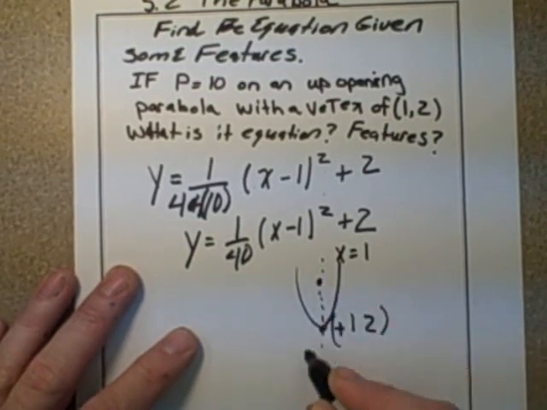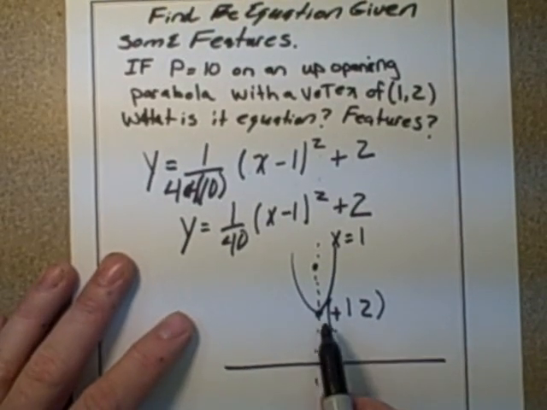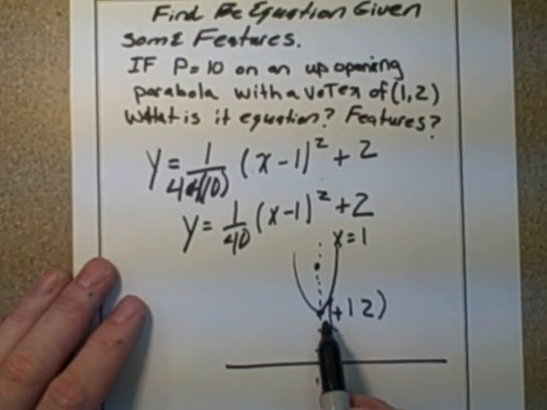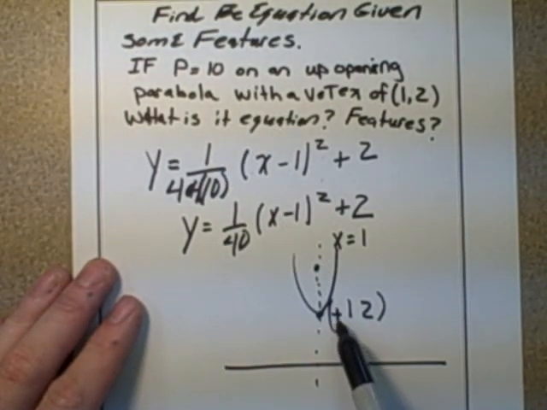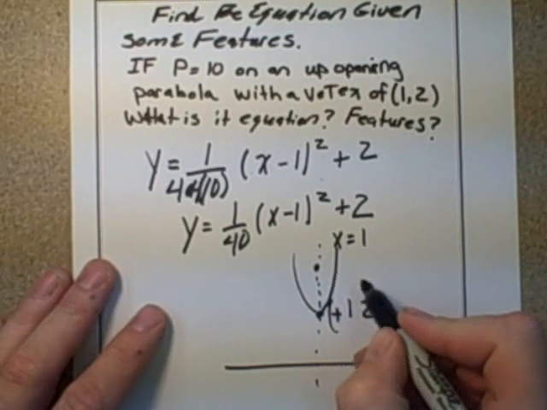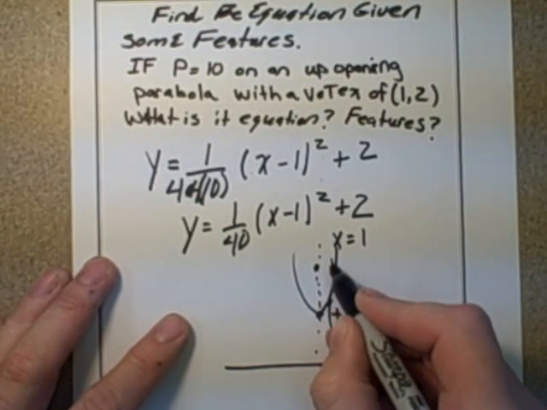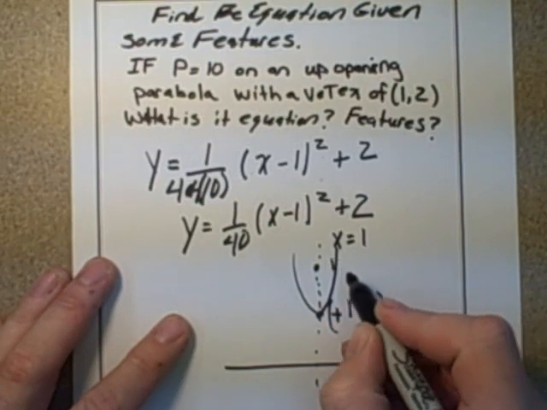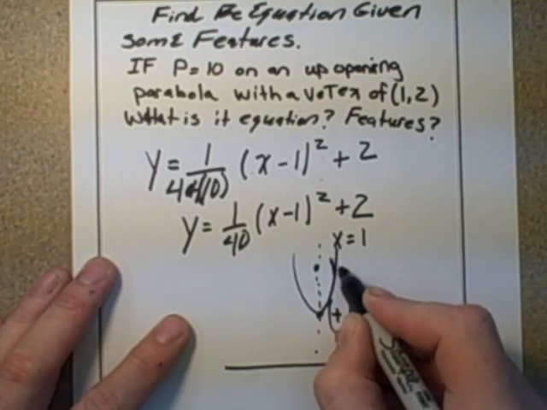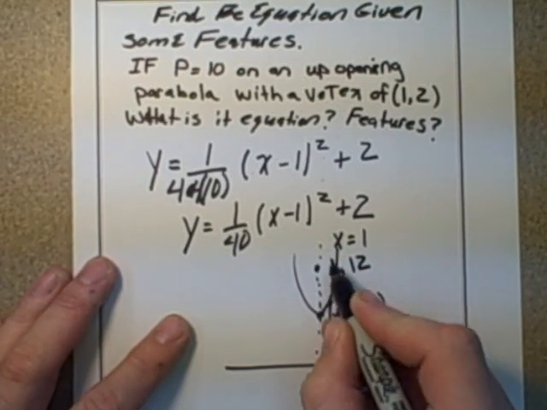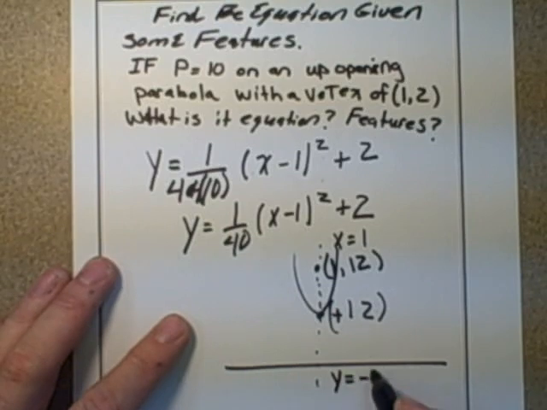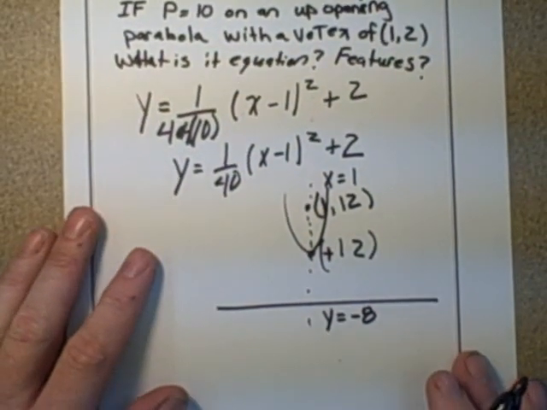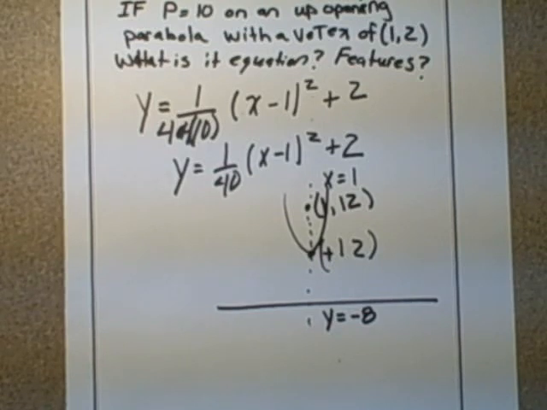Our focus and our directrix. Now our focus is going to be p away. So that's 10. Well, we add 10 to this. This would end up being, pardon me, 1 and 12, because we have to add it to the y because we're moving up and down. And we subtract 10 from the y, and this would be y equals -8. So that would give us the rest of our features of that parabola.